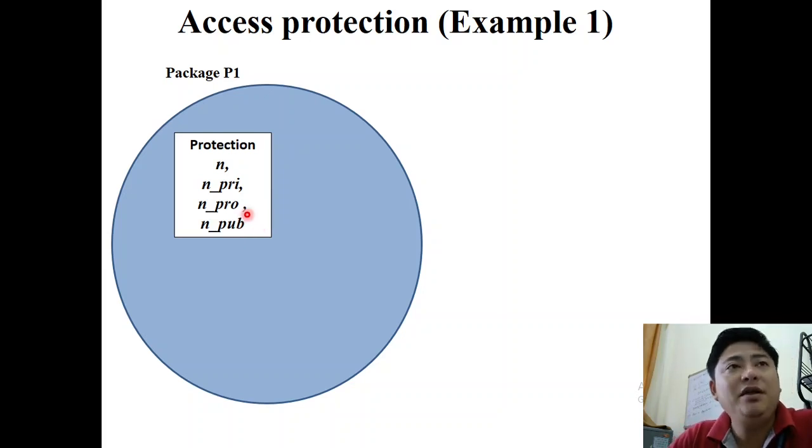Having said this, if these variables are declared as default, private, protected, and public, then how are they seen? They are seen in all. Suppose there are some member functions, those member functions can access all of them. So this is the first scenario.